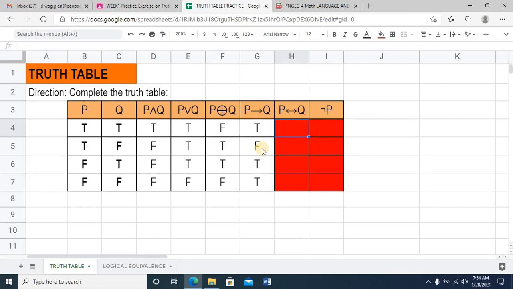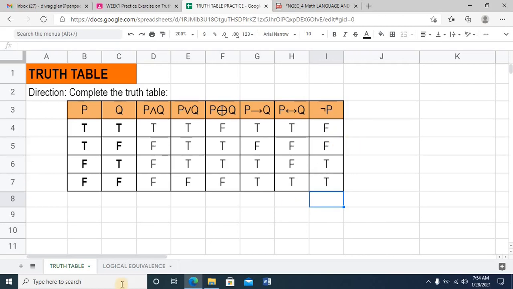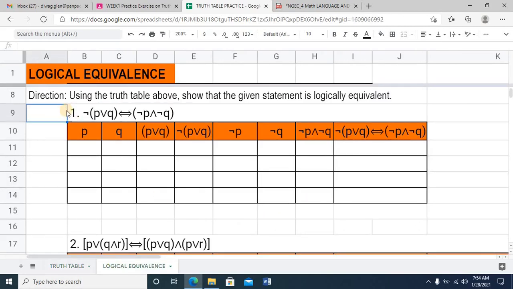Biconditional statement. P and Q need to be the same for it to become true. So this is true because they are both the same, and this is also true because P and Q have the same truth value, and the rest would be false. For the negation of proposition P, we simply negate the value of P. So this is false, false, and true, true. So I'm done with my practice. Let's now proceed with the logical equivalence question.